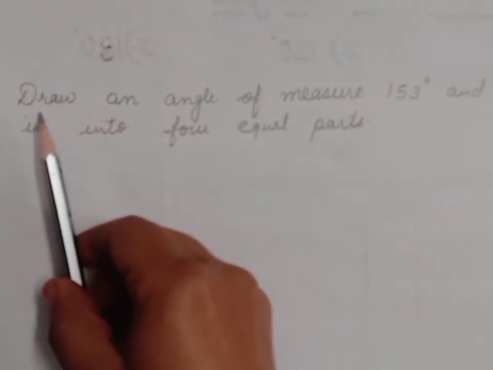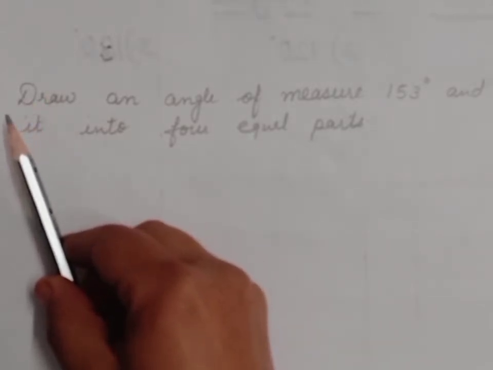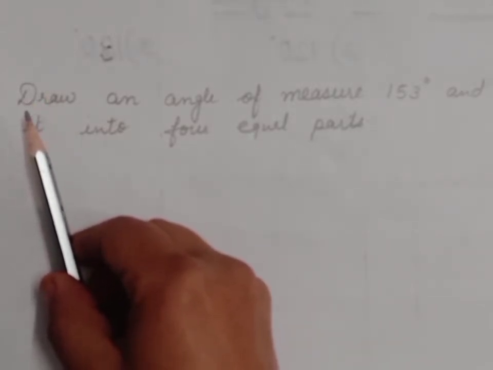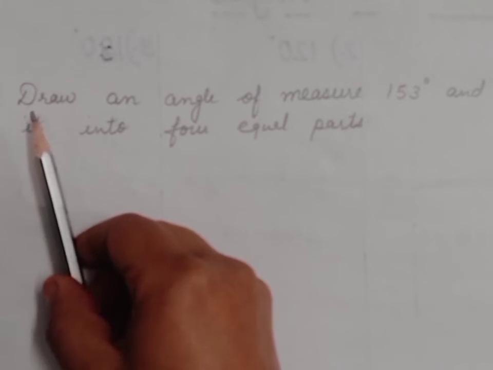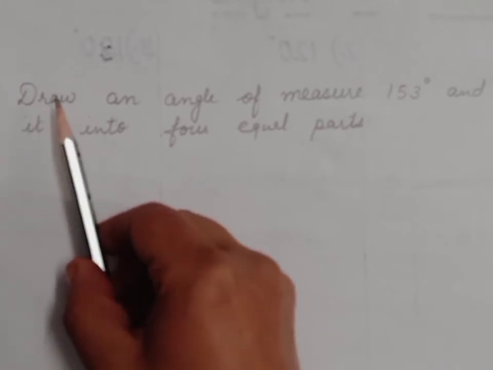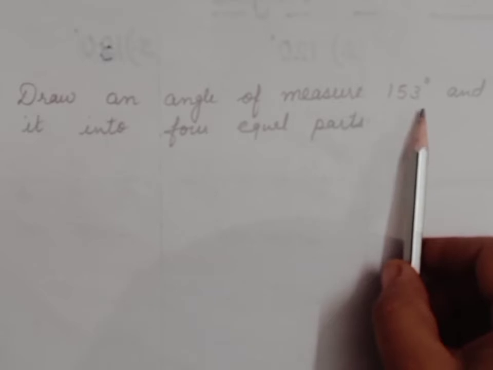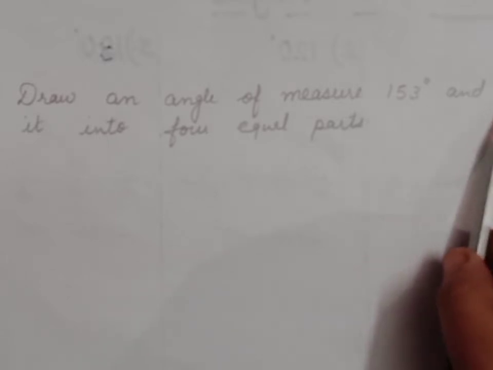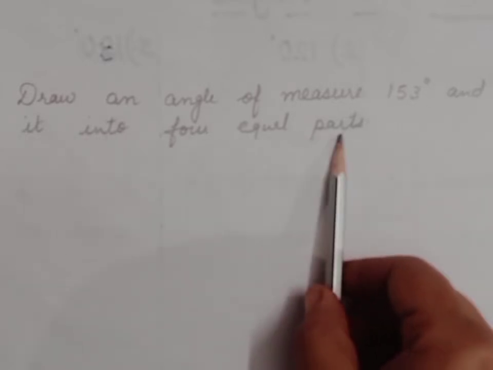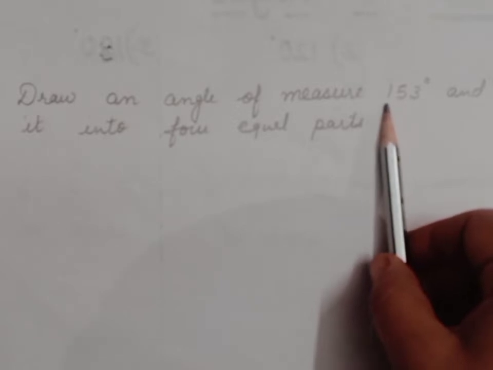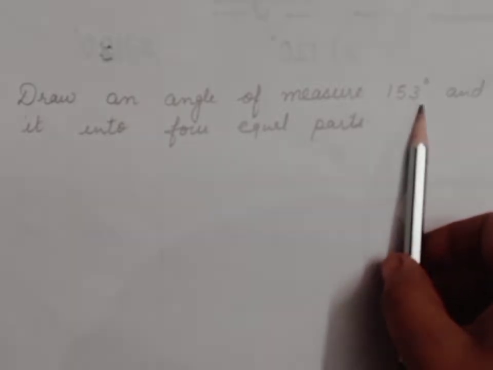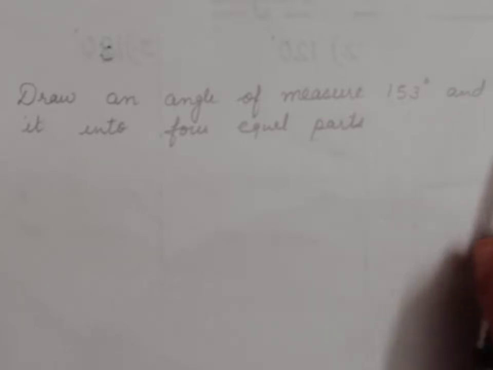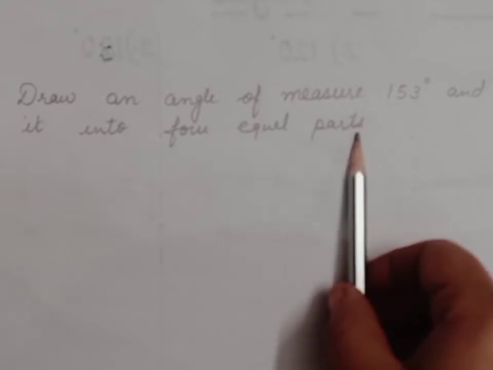Now students, we are starting question number 4 of exercise 14.6. Students, this question is very important and interesting, so learn it well. Draw an angle of measure 153 degree and divide it into 4 equal parts. Students, you know that 153 degree is not a multiple of 15 degree, right? So it means we have to draw it with the help of, yes, protractor. Now divide it into 4 equal parts.